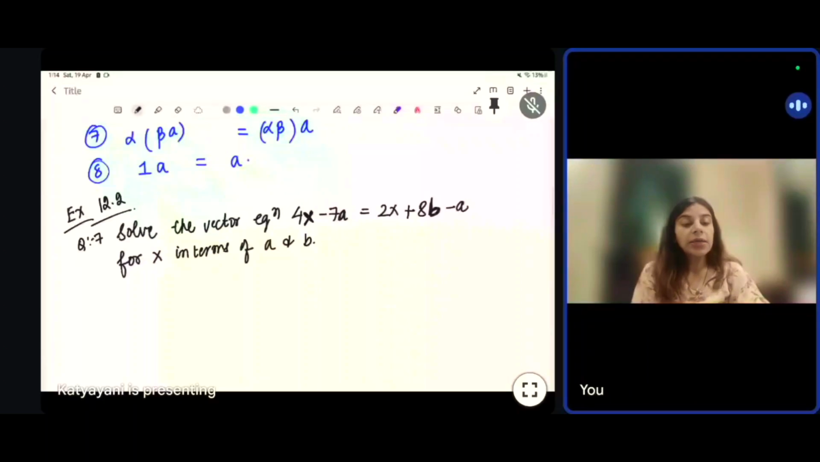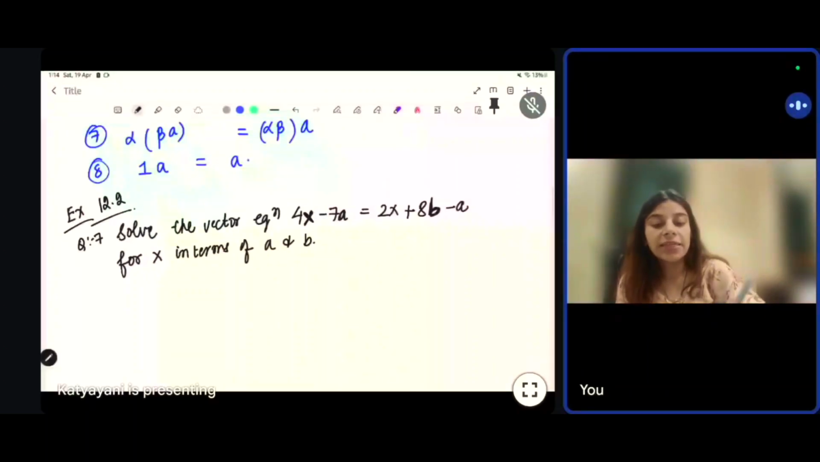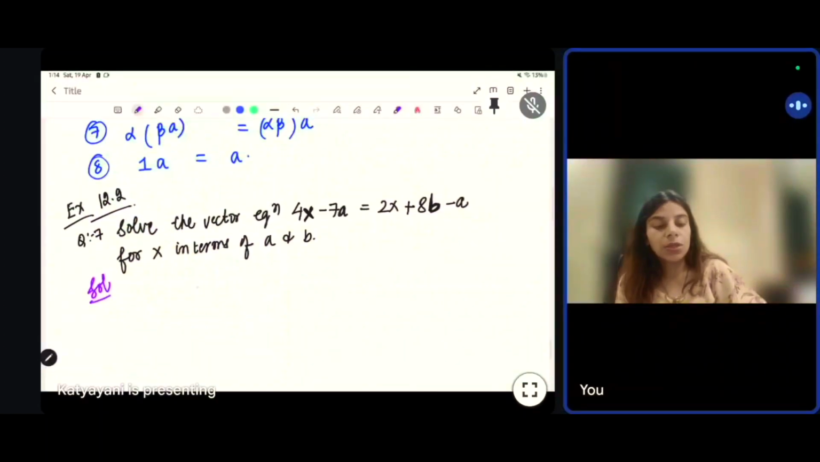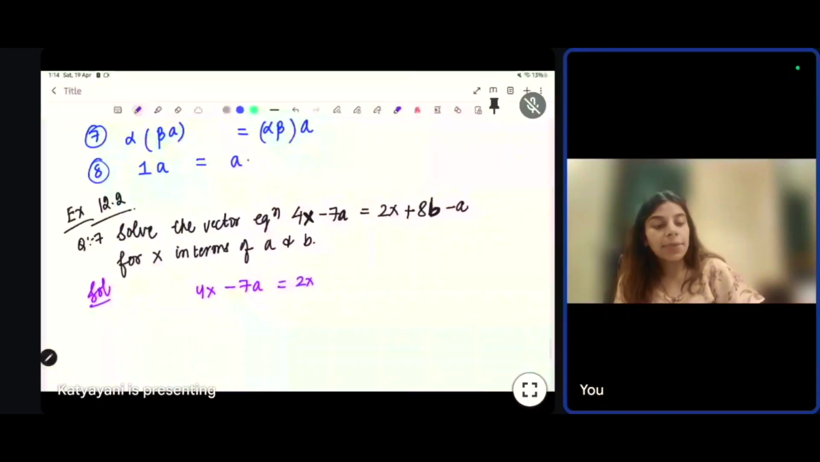So you know that we want to find out the value of x. So let's first write down the equation here. Let me do the solution for you. The equation already is 4x minus 7a is equal to 2x plus 8b minus a, right? So I want to get rid of the 7a from the LHS. So what I can do is I can add 7a on both the sides.